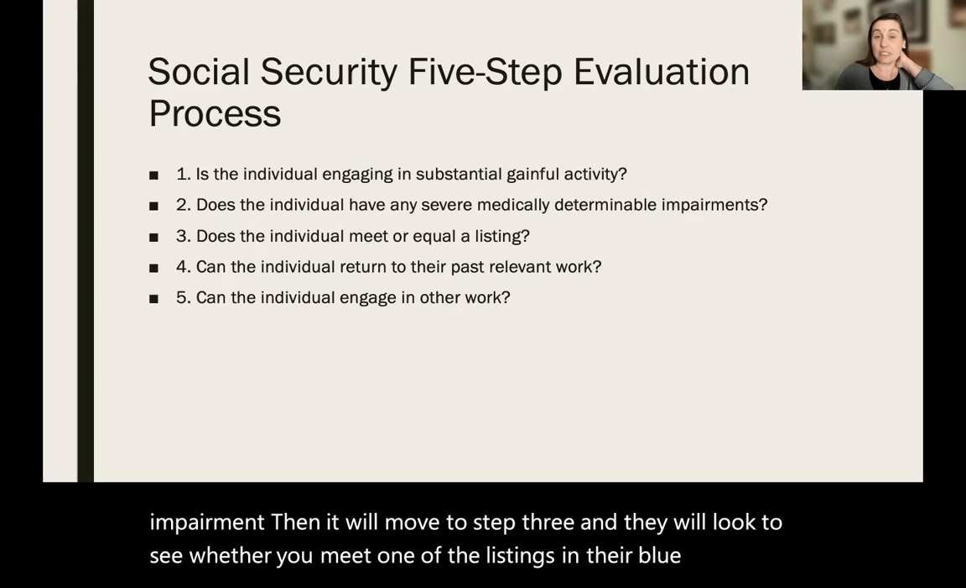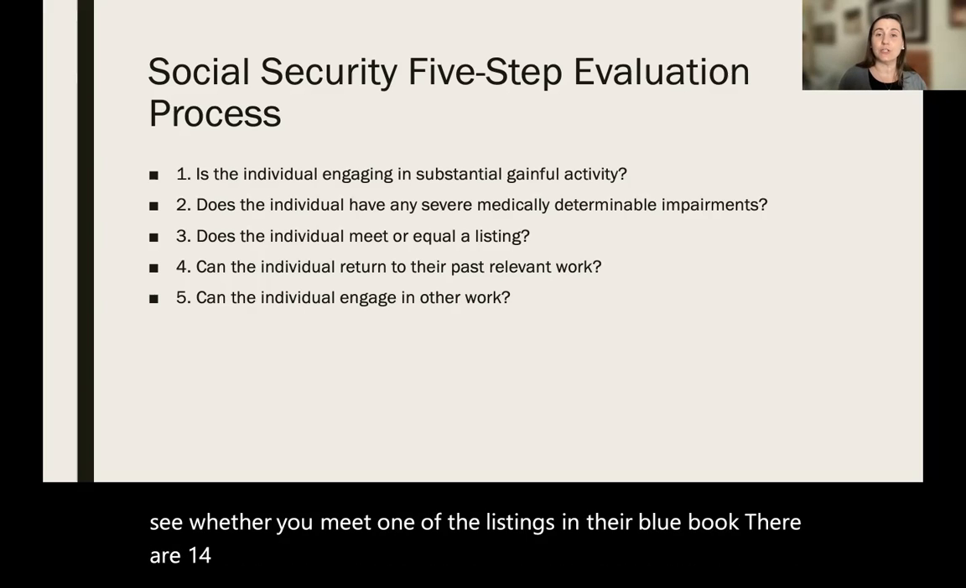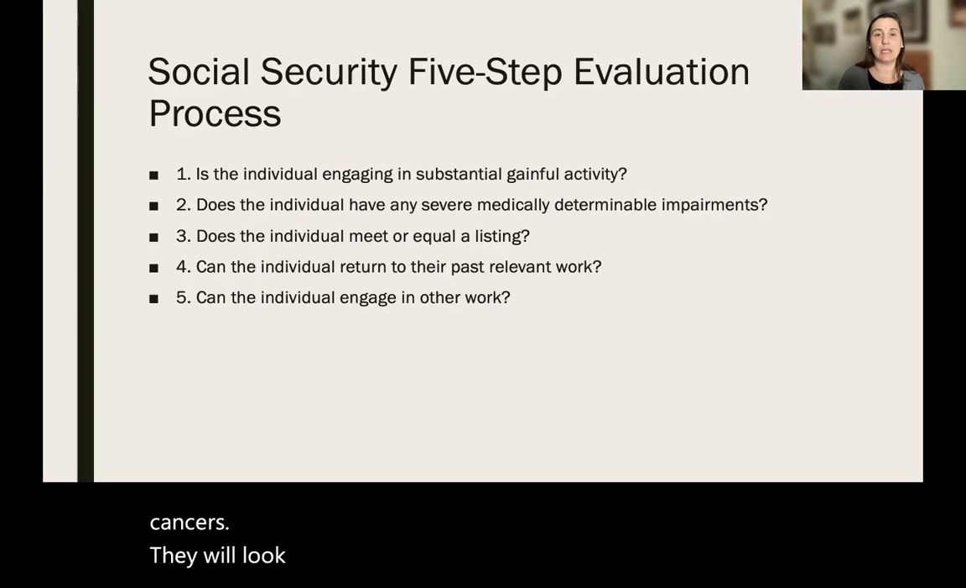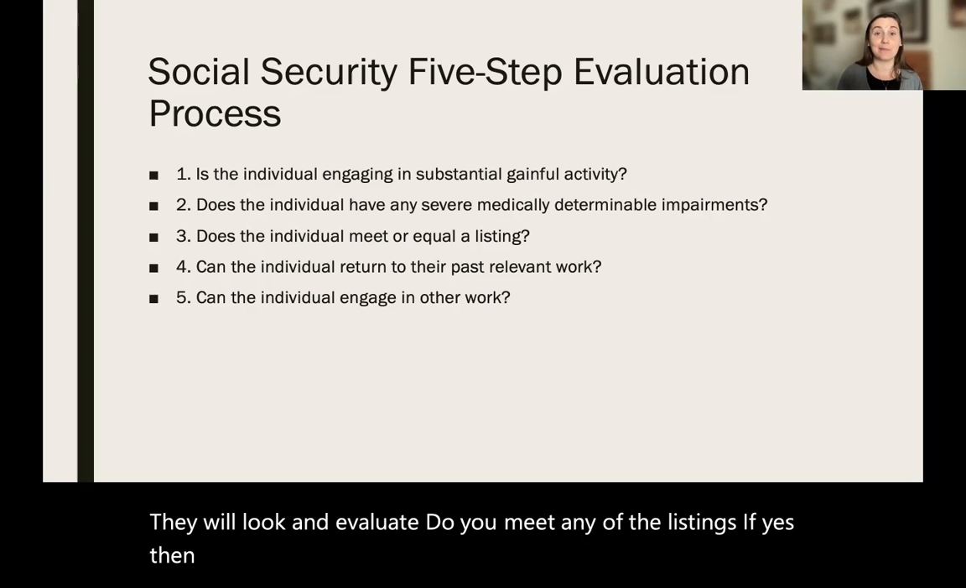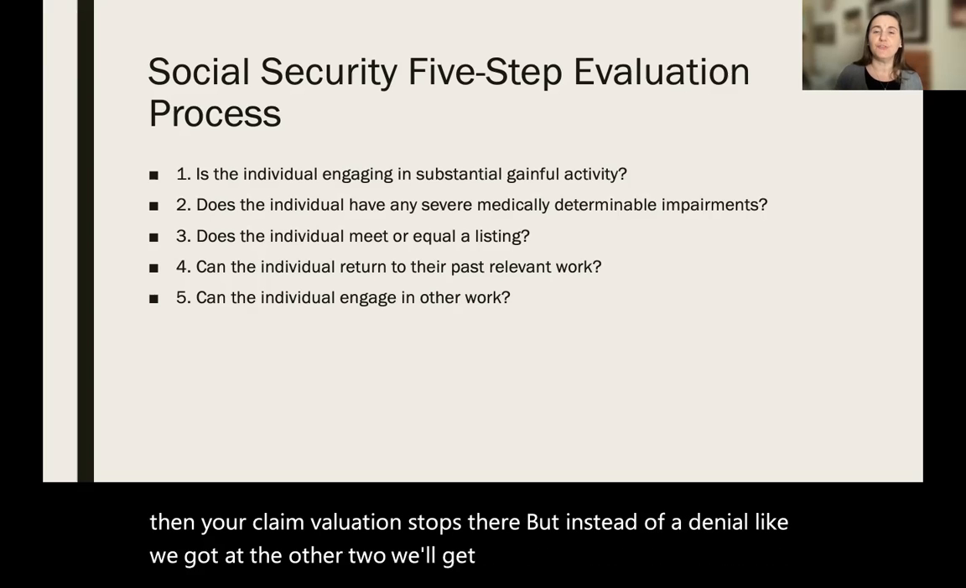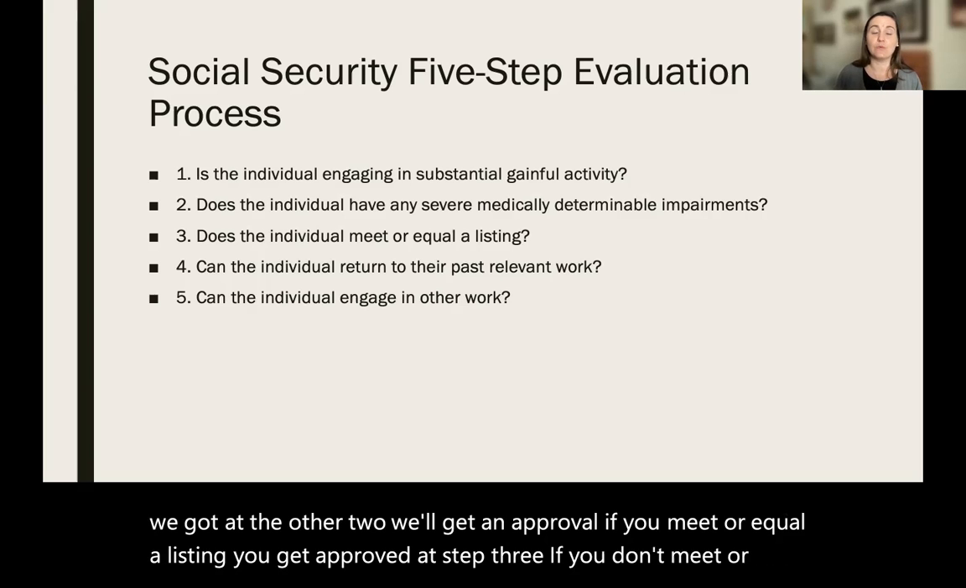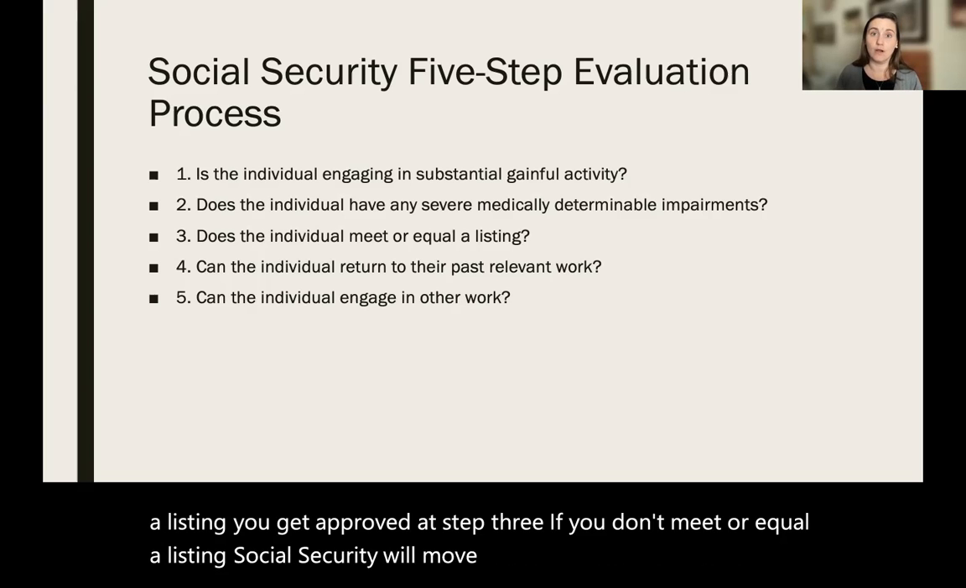There are 14 chapters in the Blue Book, ranging from musculoskeletal disorders to mental health disorders to immune disorders to cancers. They will look and evaluate, do you meet any of the listings? If yes, then your claim evaluation stops there. But instead of a denial like we got at the other two, we'll get an approval. If you meet or equal a listing, you get approved at step 3. If you don't meet or equal a listing, Social Security will move to step 4.